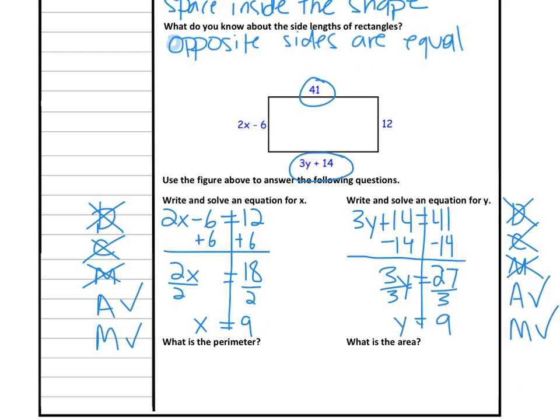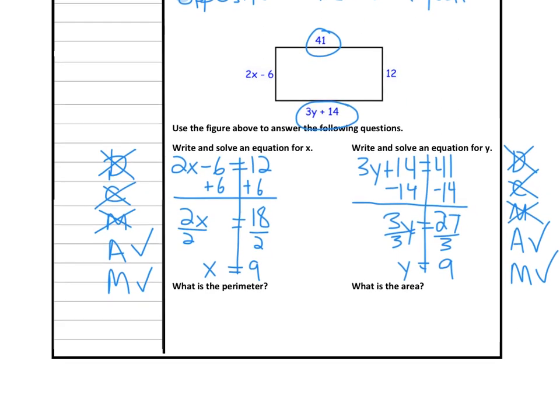So I've solved for both x and y. And now below, they're asking me to find the perimeter. So I have to add up all the sides. I can see that these two sides are easy to add up, 41 and 12. I don't really know what the bottom side is yet. I only know that y is 9.